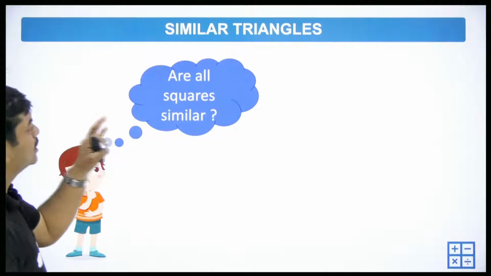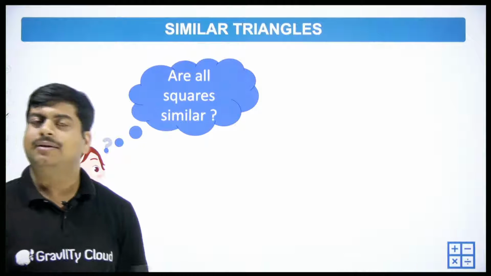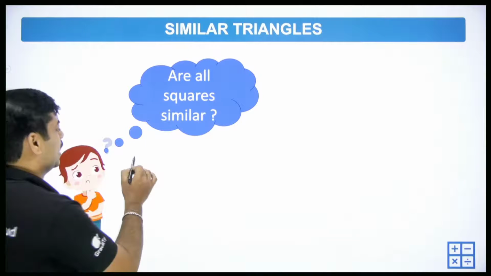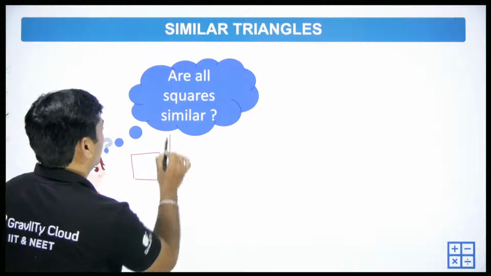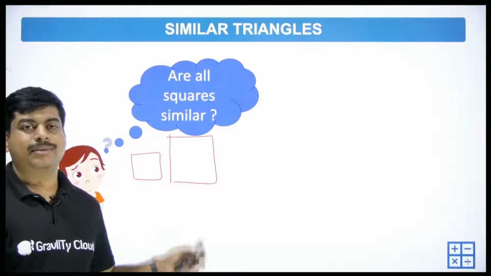So all squares are similar. Is that correct? Are all squares similar? Yes, definitely. Squares are similar. I cannot say whether they are congruent or not. As of now, I cannot say they are congruent. They are different sizes. But still they are similar.